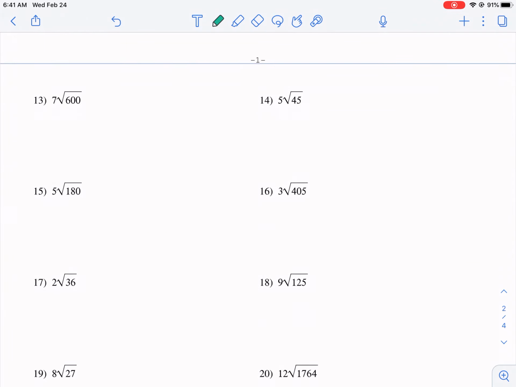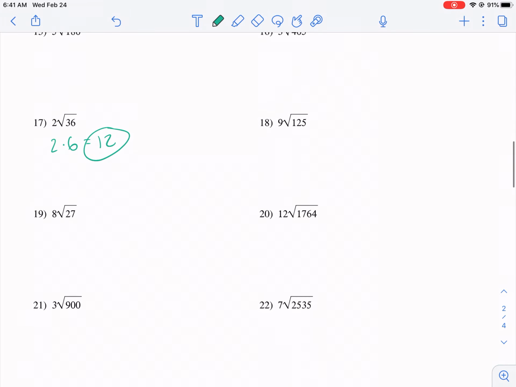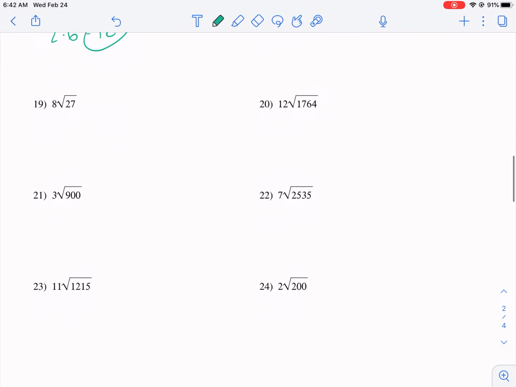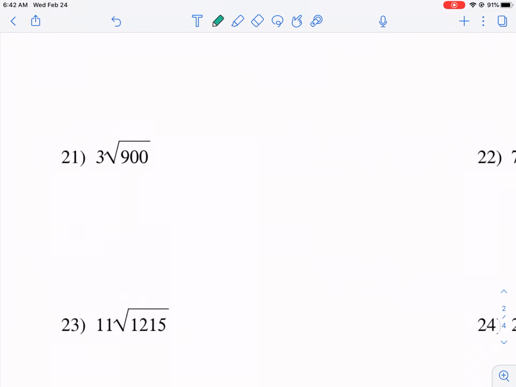This one, number 17, we have 2 times 30, square root of 36 is just 6. So this one ends up being perfect, 12. And the rest of these, I guess, are just going to be tough factorizations. This one I would simplify into perfect squares. Some of them lend their hands to just looking for perfect squares.